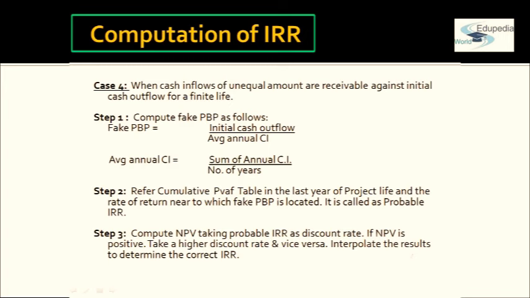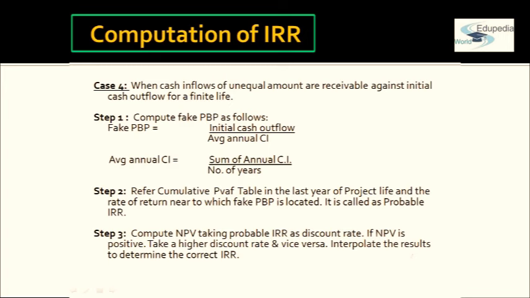So if you're receiving 50, 60, 20, 40 in 4 years, you'll sum all those and divide by 4. You'll get an average cash inflow. How is the payback period computed? Cash outflow divided by the average cash inflow, you will compute a fake payback period. Using that payback period, you will go back again to the cumulative PVF table and look at that particular nth year where that fake payback period is located. So you'll get an idea of where this could be a probable IRR.